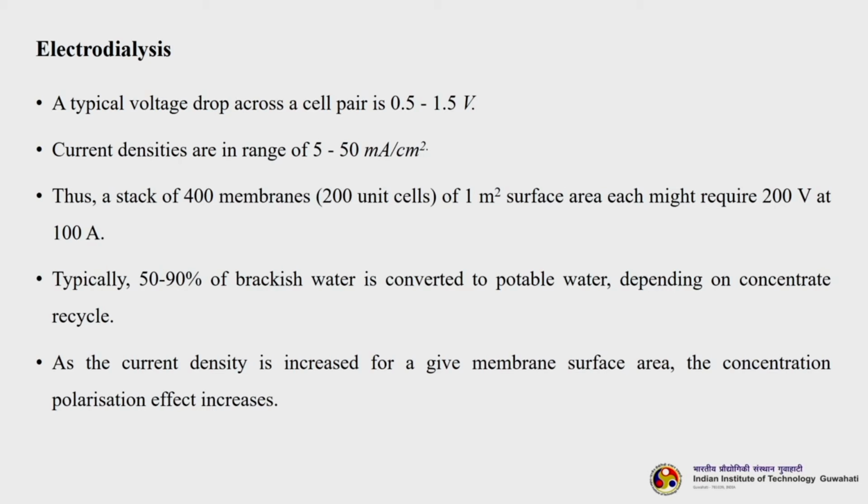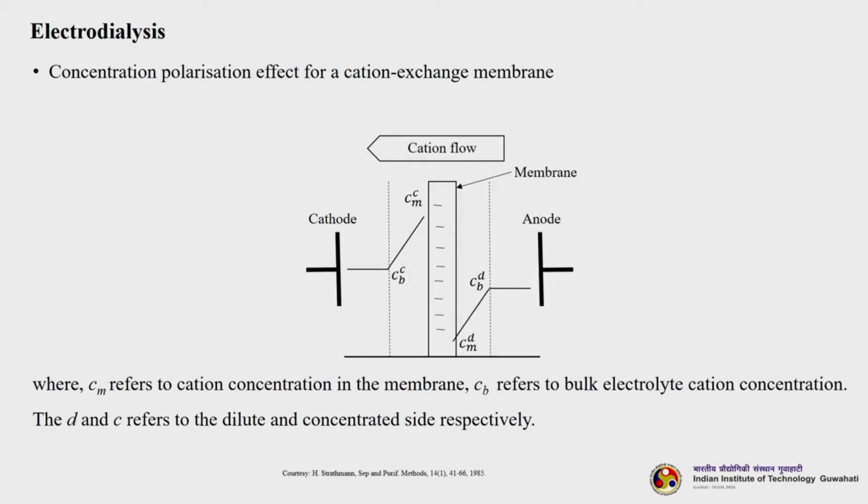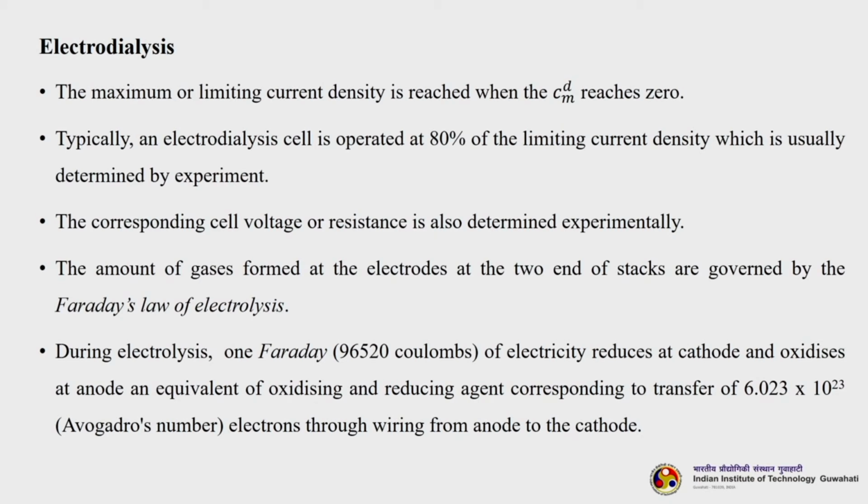As the current density is increased for a given membrane surface area, the concentration polarization effect increases. The concentration polarization effect for a cation exchange membrane is shown here. Here Cm refers to the cation concentration in the membrane, Cb refers to the bulk electrolyte cation concentration, and D and C refer to the dilute and concentrated side respectively. The maximum or limiting current density is reached when the Cm in the dilute side reaches 0. Typically, an electrodialysis cell is operated at 80% of the limiting current density, which is usually determined by experiment. The corresponding cell voltage or resistance is also determined experimentally.